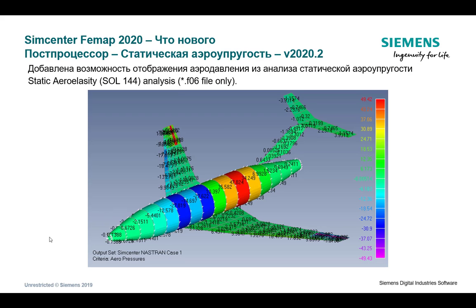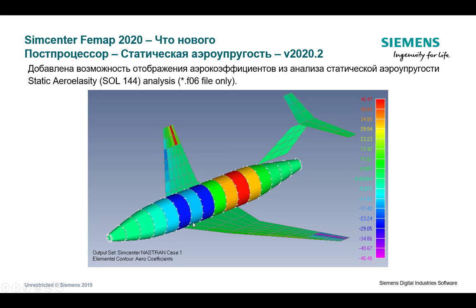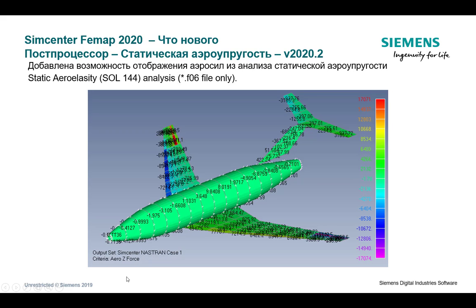Version 2020.2 added support to display a number of different output types for static aeroelasticity analysis, solution 144 in Nastran. Now, be sure to know that these results are only available in the F06 file, not the OP2 or XDB file. So the first one of these results, which for the first time are able to be shown on the aero mesh instead of the structural mesh itself, is aero pressures. Another one is the ability to show aero coefficients. And a third is the ability to show aero forces, again, on the aero mesh, not on the structural mesh itself.